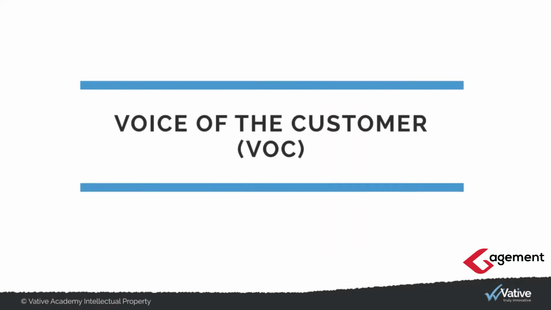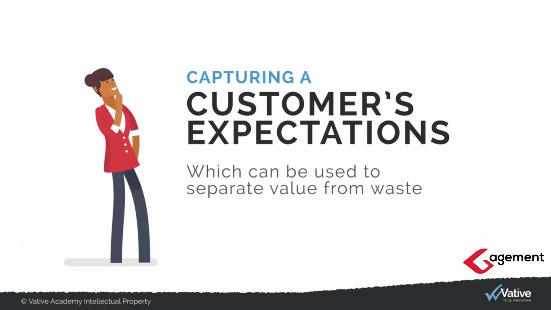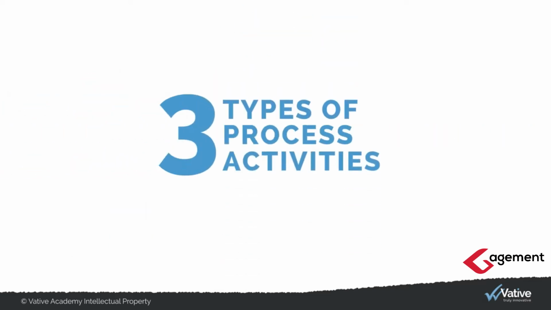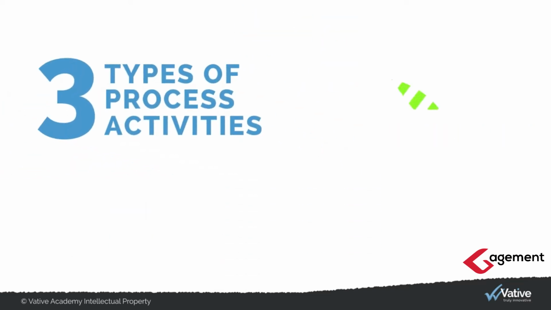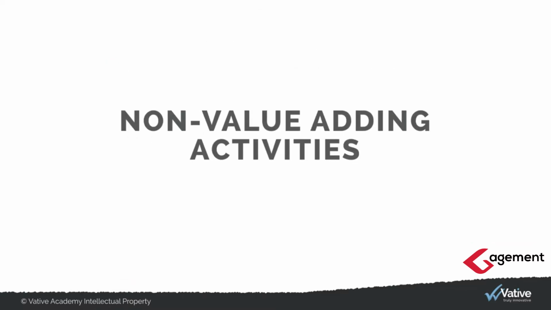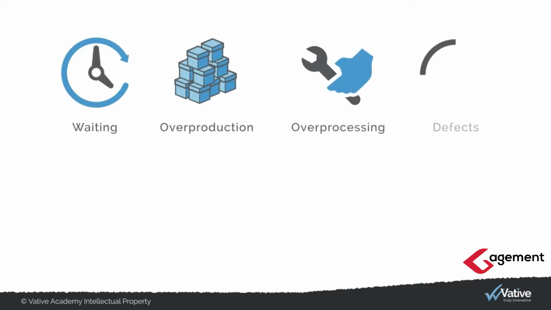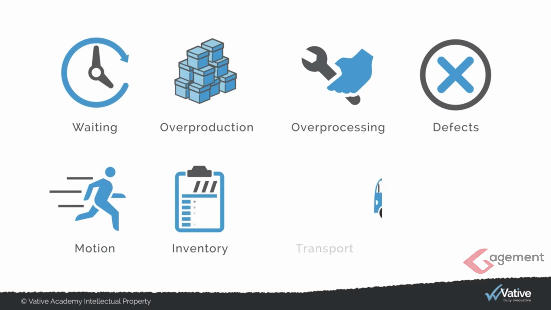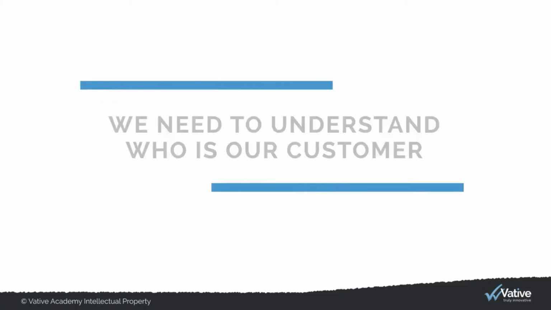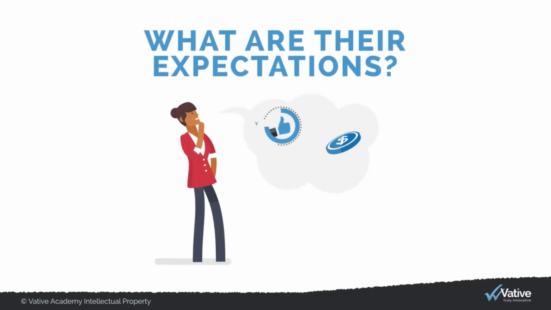The Lean principle, called Voice of the Customer, VOC, describes capturing a customer's expectations, which can be used to separate value from waste. There are 3 types of process activities. 1. Value add. 2. Non-value add. And 3. Business value add. The non-value adding activities can be categorized into 8 different types of waste: waiting, overproduction, overprocessing, defects, motion, inventory, transport, and space. First, we need to understand who is our customer and what are their expectations in regards to quality, cost, and delivery. This is the voice of the customer.